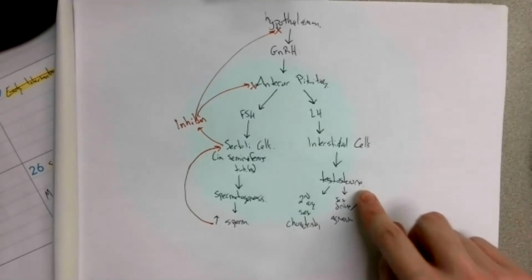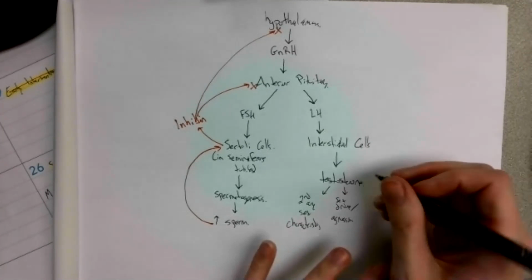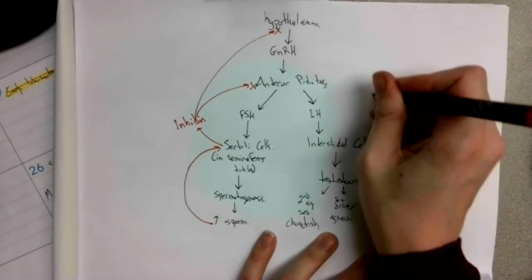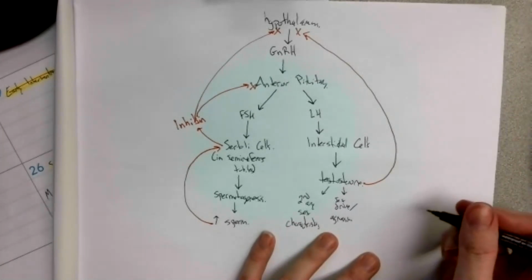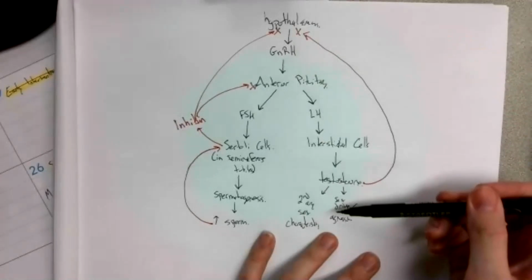If the testosterone levels get too high, they will go back and also cut off the gonadotropin-releasing hormone, which will in turn stop this entire process.